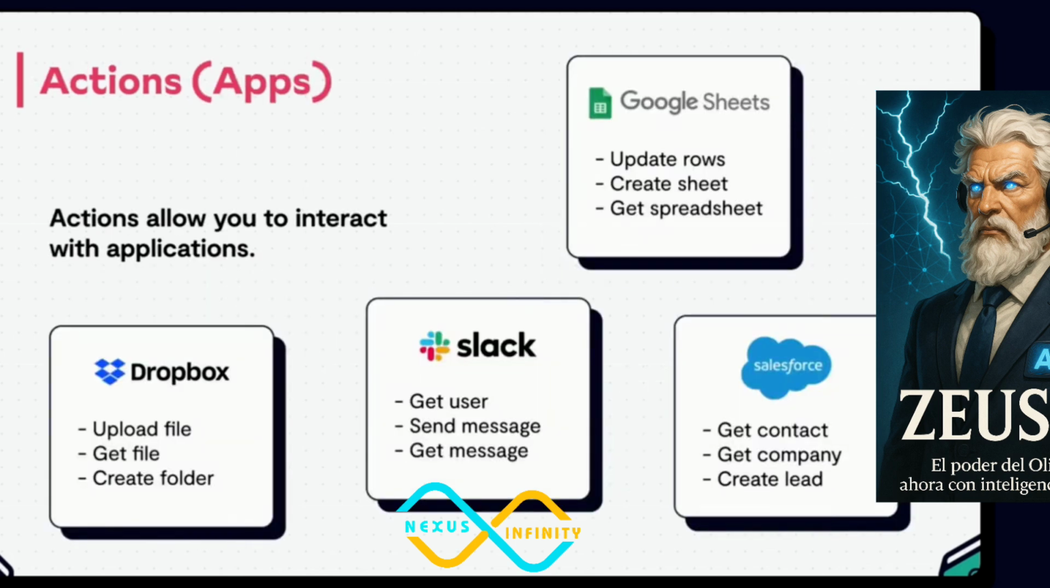Another important thing to understand is actions, or apps. Actions allow you to interact with applications on the web. This is what you're going to be using most of the time when building automation. We can take a couple of examples. So with Google Sheets, you might want to update rows, create a sheet, or get a spreadsheet.